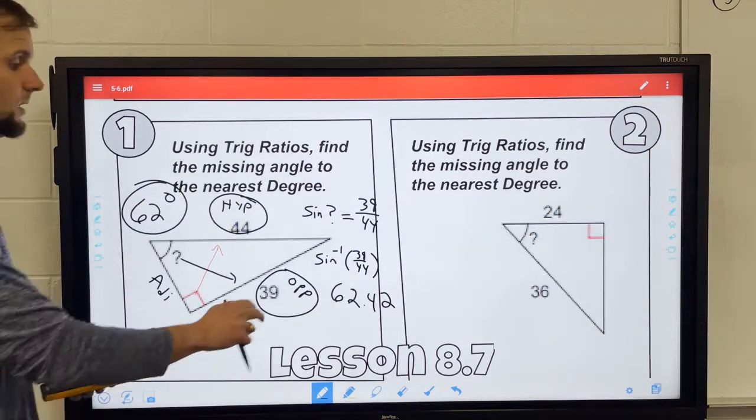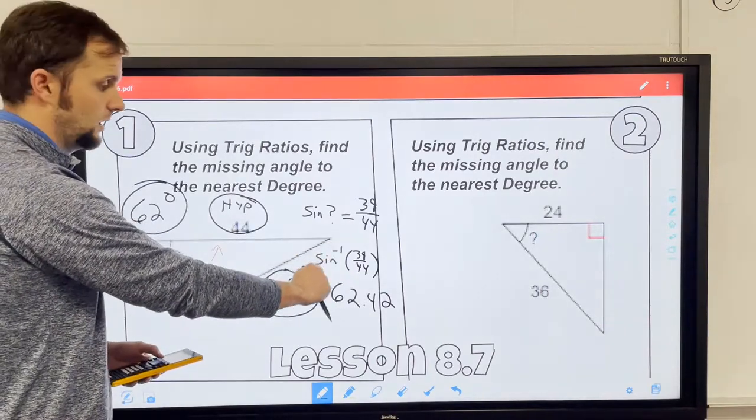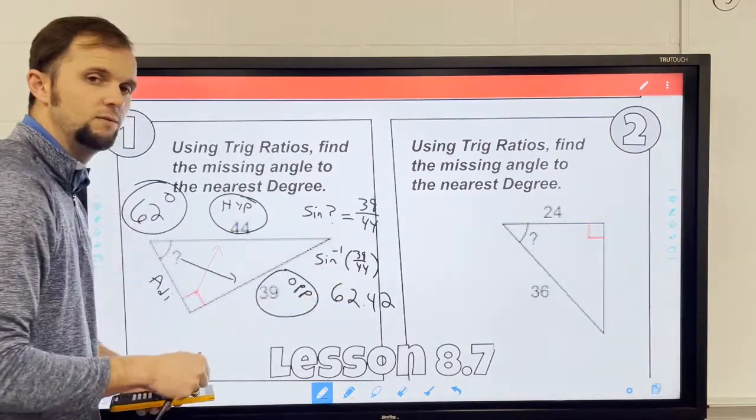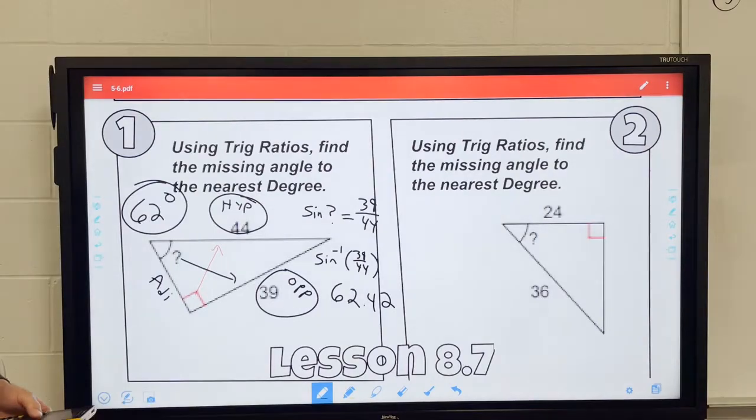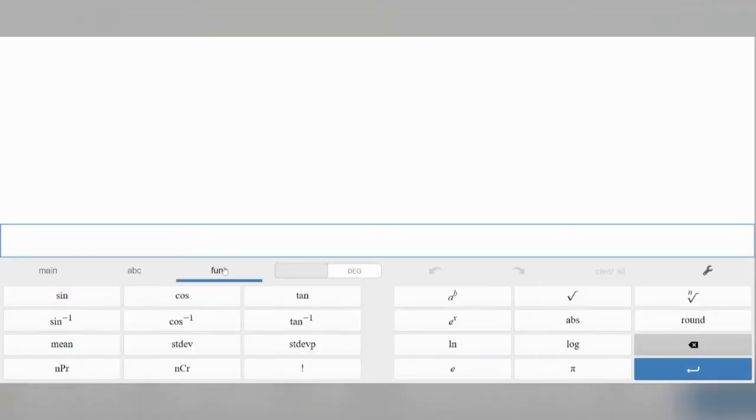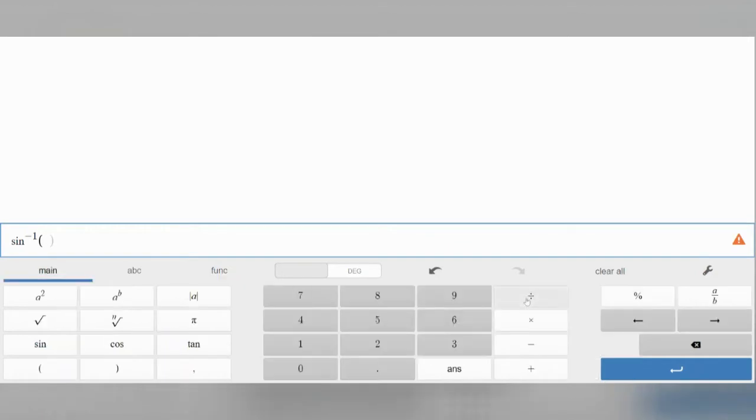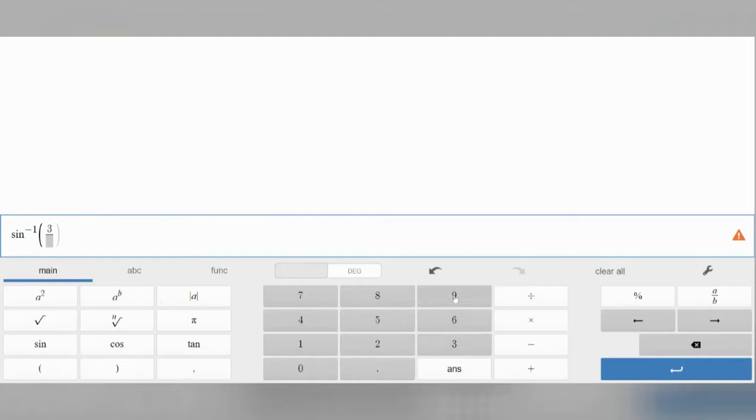So again, inverse of sine, put that in the calculator and it should give you the measurement or the degree, okay? I think on Desmos, whenever you go to do the Desmos scientific calculator, you'll have to click the function button and then you should be able to see the inverses in there, okay? Let's jump over to example number 2.